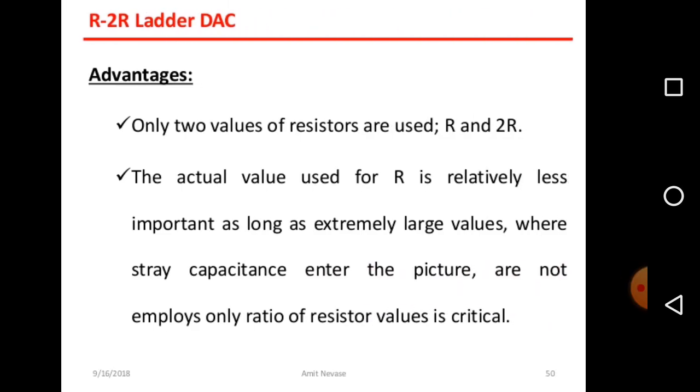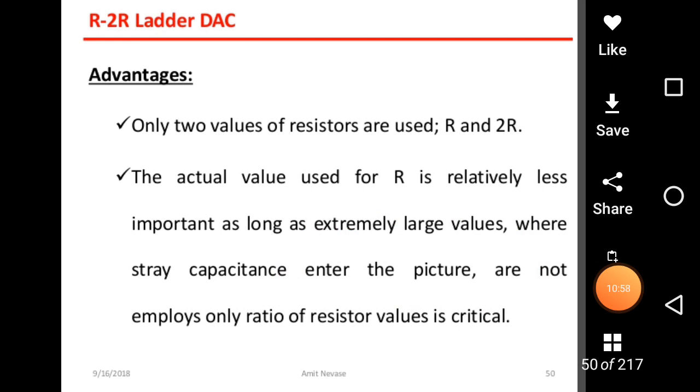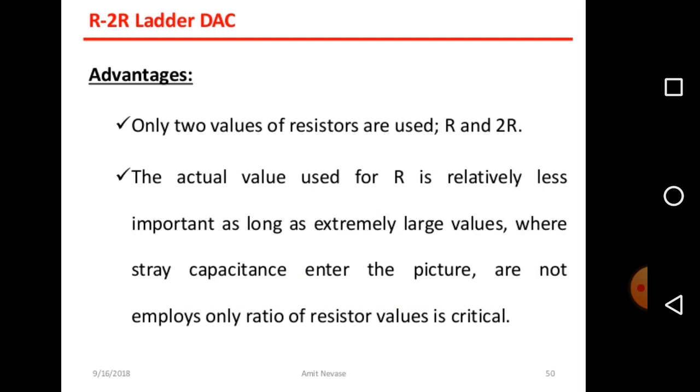What are the advantages of the R-2R ladder DAC? Only two values of resistors are used, that is R and 2R. The actual value used for R is relatively less important, as long as extremely large values, where stray capacitance enters the picture, are not employed. Only the ratio of resistor values is critical.